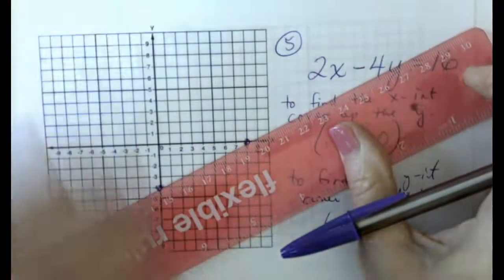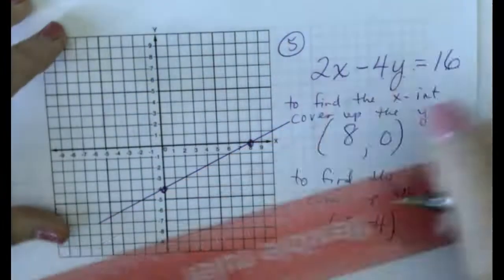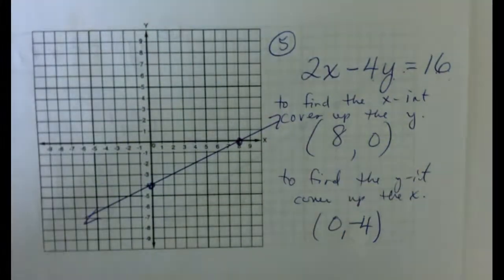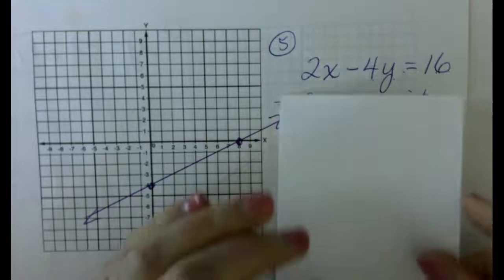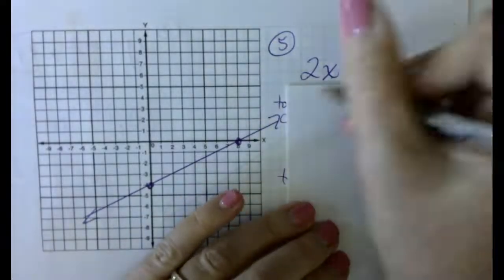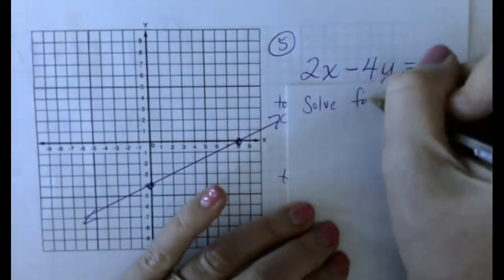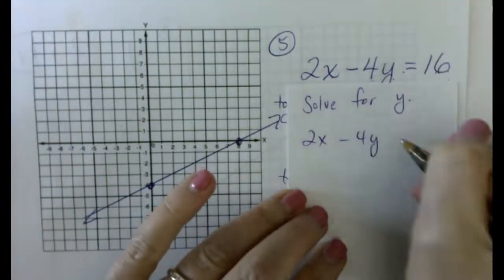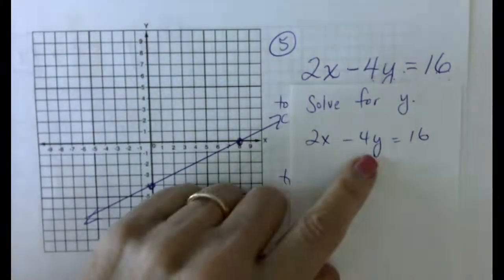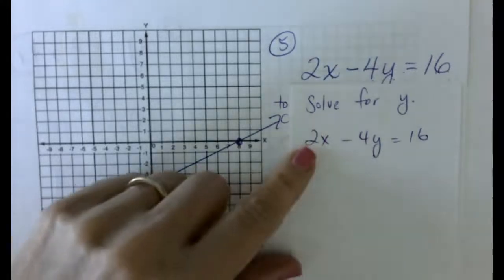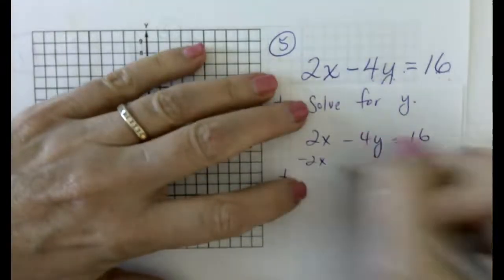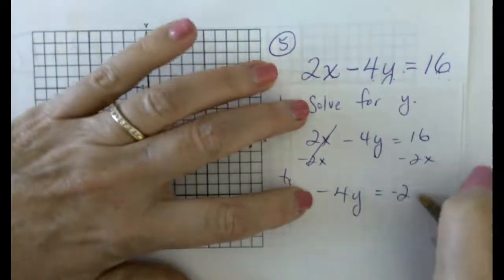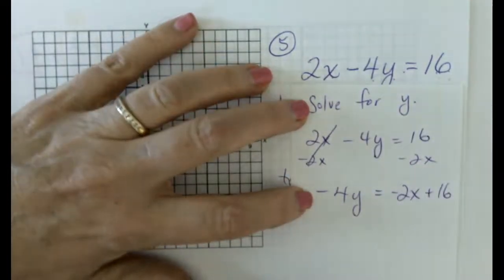Here is our line. Now, another way that we could have done this same problem, and I will use an index card to do it that way, is we could solve for y. If we solve for y here, 2x minus 4y equals 16. If I want to get that y by itself, the first thing I would do would be to move the 2x over. Minus 2x, minus 2x, negative 4y equals negative 2x plus 16.